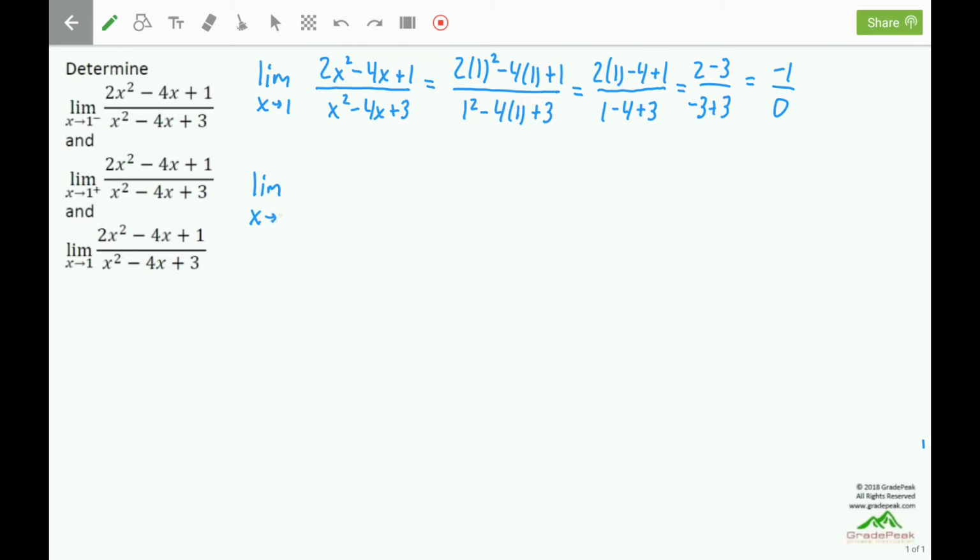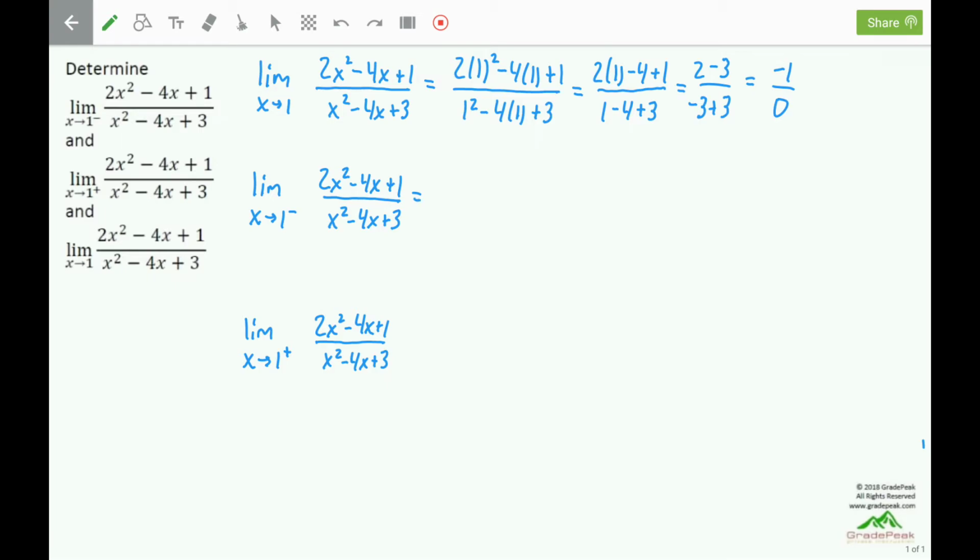We have the left-sided limit, indicated by the negative superscript on the 1 of the entire expression. And we have the right-sided limit, indicated by the positive superscript on the 1 of the entire expression. Let's start with the left-sided limit.